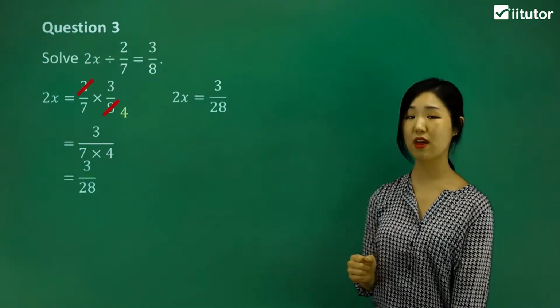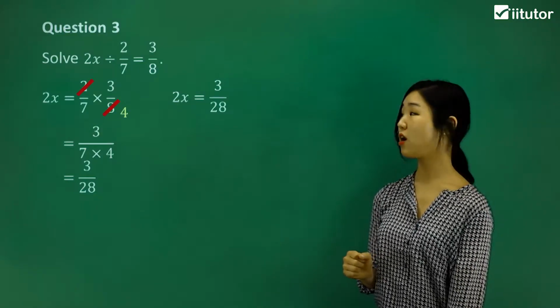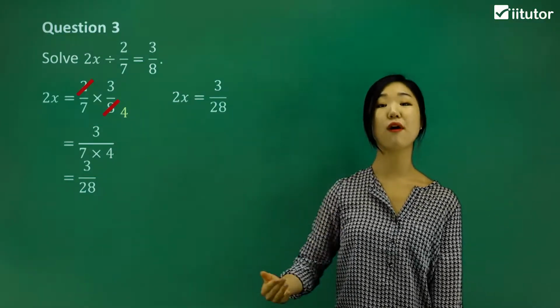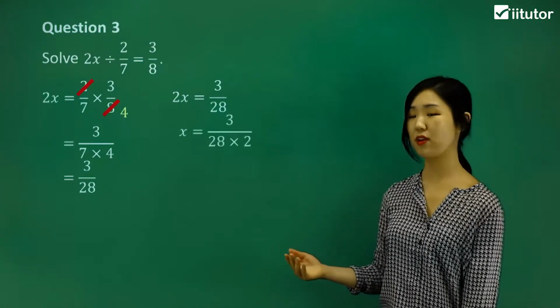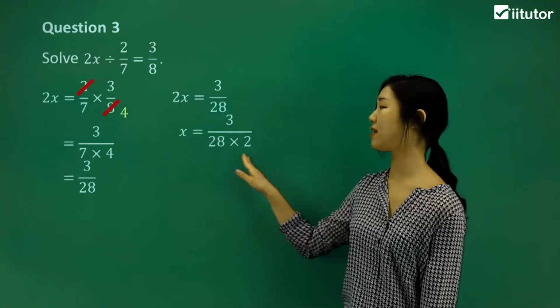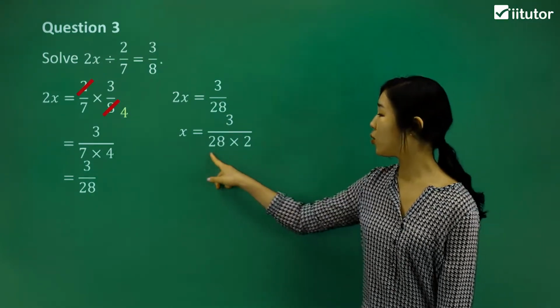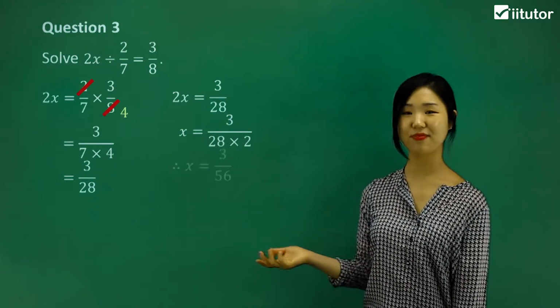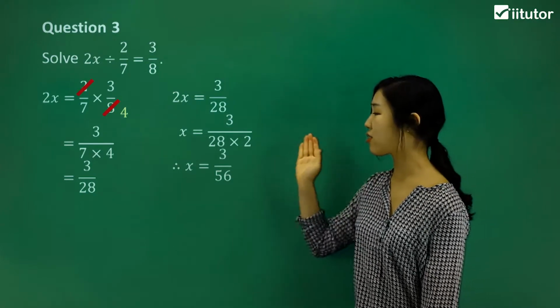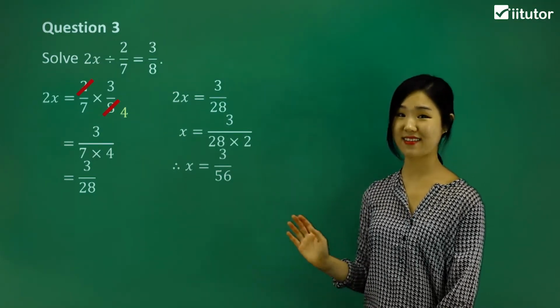So how do we get rid of that 2 in front of the x? Well, because it's 2 times x, we have to divide it by 2. Now when we divide it by 2, you can just put it on the denominator of the other side, because we're dividing, so you put it on the denominator. And 28 times 2, guys, what is that? That should be 56. So x is 3 on 56. That is the answer for this question.